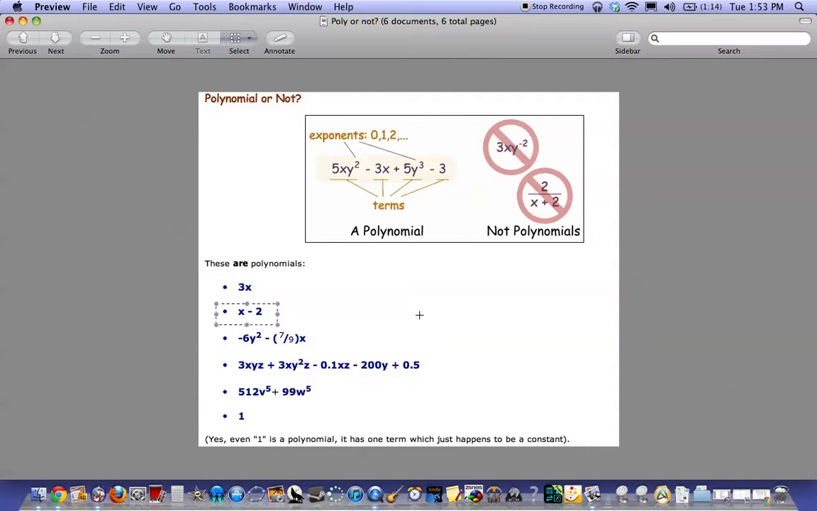Here we have x minus 2. We have a binomial here. We have x and we have 2, so this is a polynomial. Here we have a binomial. We have negative 6y squared as one term, and we have 7/9 x as another term.